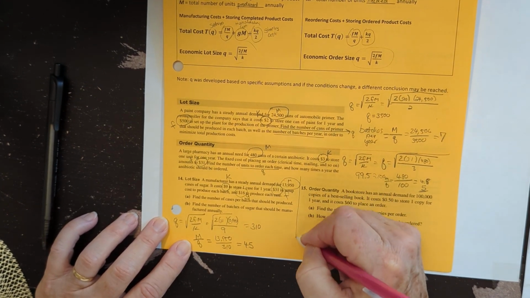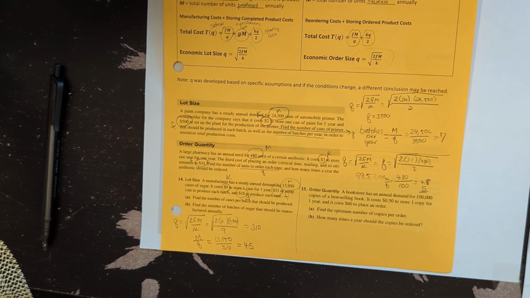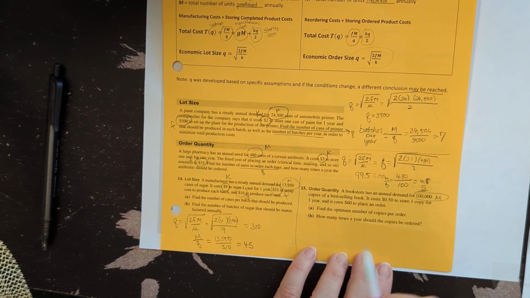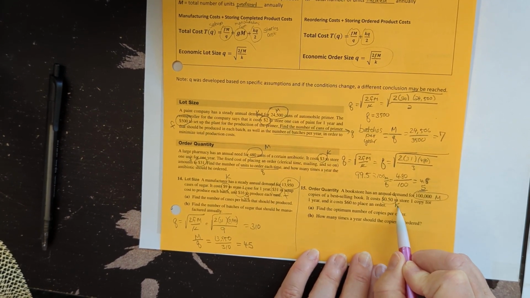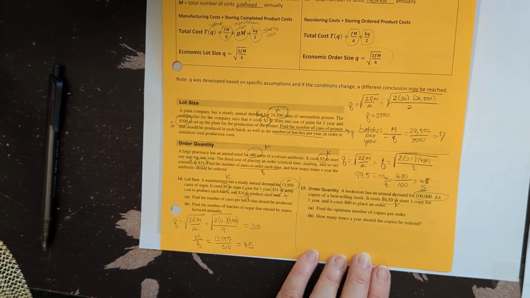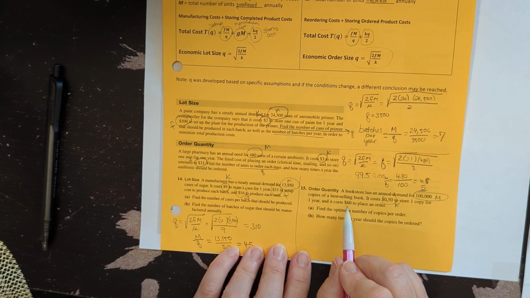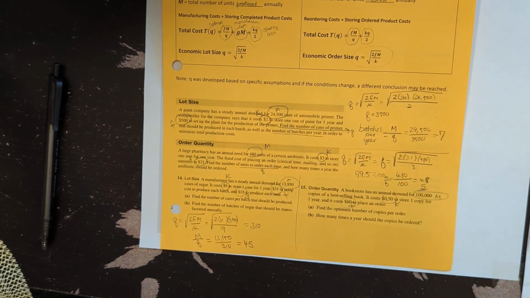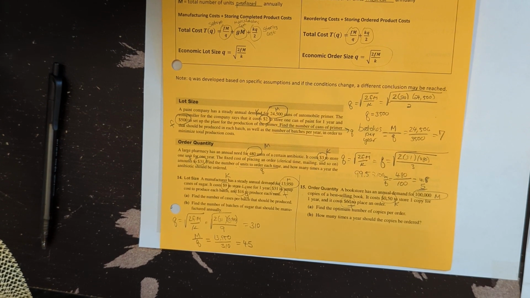All right, last example. On the flip side, the order quantity. A bookstore has an annual demand for 100,000 copies of a best-selling book. This is how much they need to order. That is M. It costs this much to store it. That is our K, 50 cents to store 1 copy for 1 year. And it costs $60 to place an order. So the ordering cost is F in this case. Find the optimum number of copies per order. So how many should we order each time we order? And then that will determine how many orders we have to make.